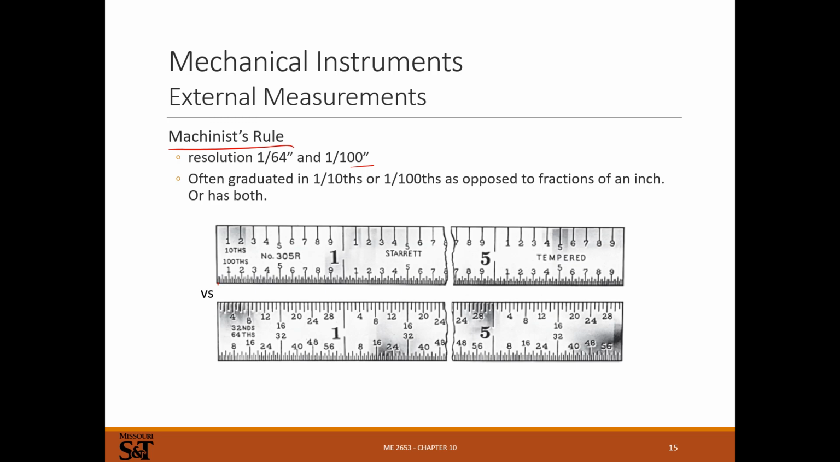So you also see tenths is real common. This would be the tenth one. Tenths are pretty common, and then you can see the hundredths on this one too. And then you can see the ones here that are in 64ths.